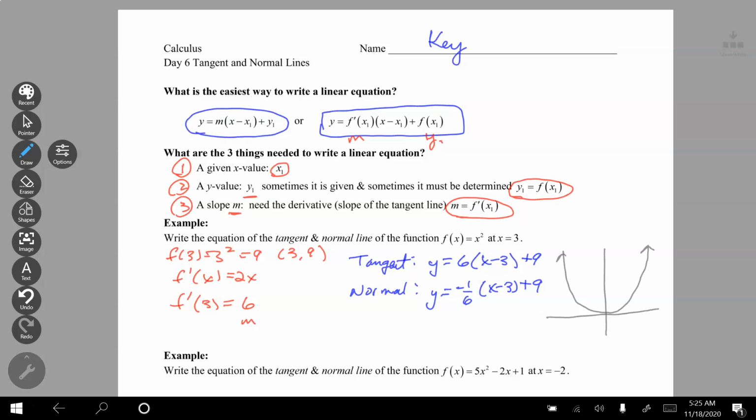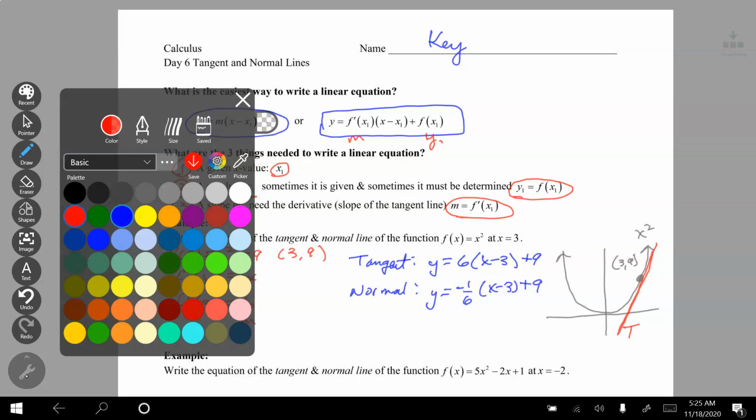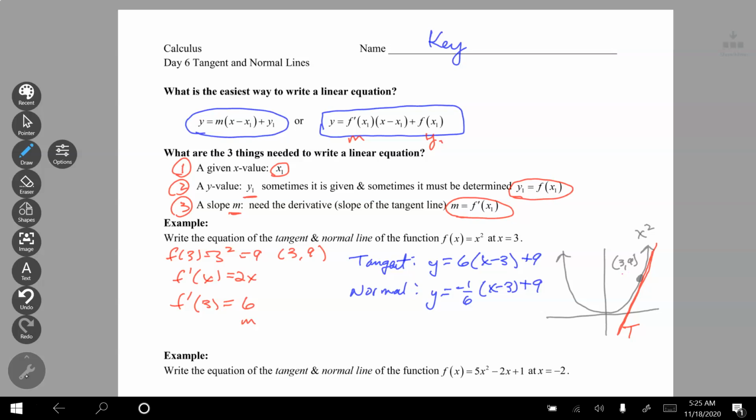Here is the graph of x squared, and here on this graph is the point 3, 9. This is my tangent line, which looks like it has a slope of 6, pretty steep. And this is my normal line, because they should be perpendicular to each other, and it looks like it has a slope of negative 1/6.